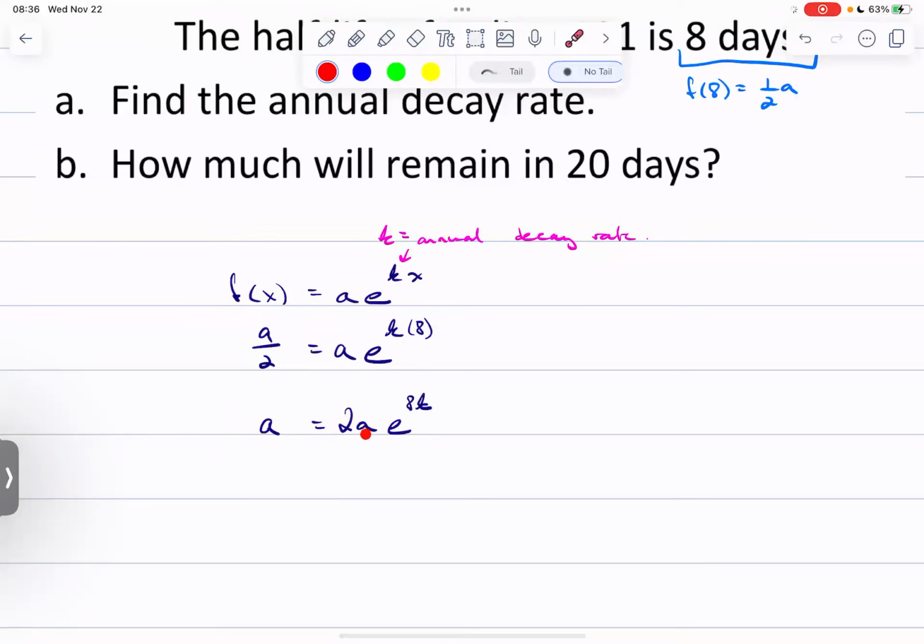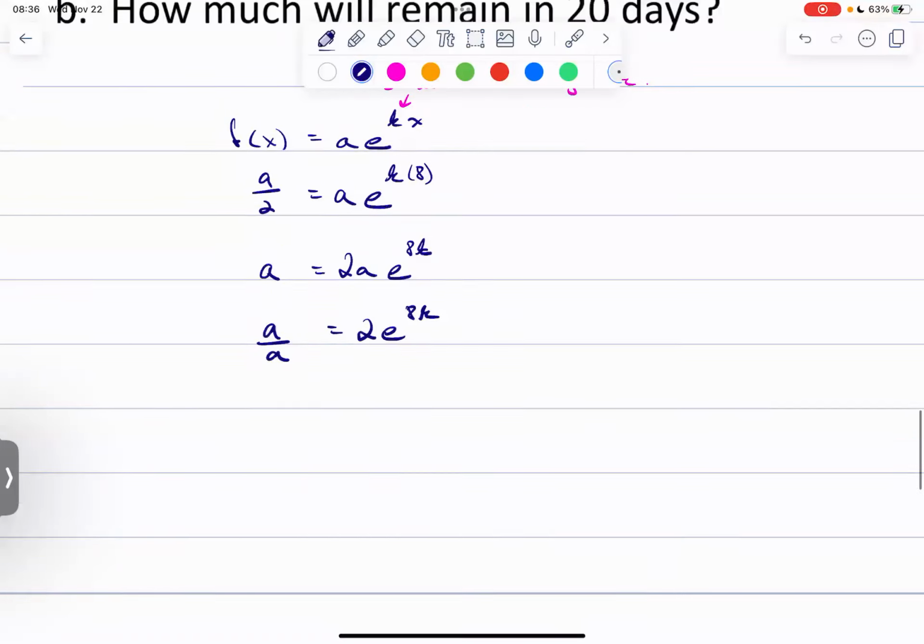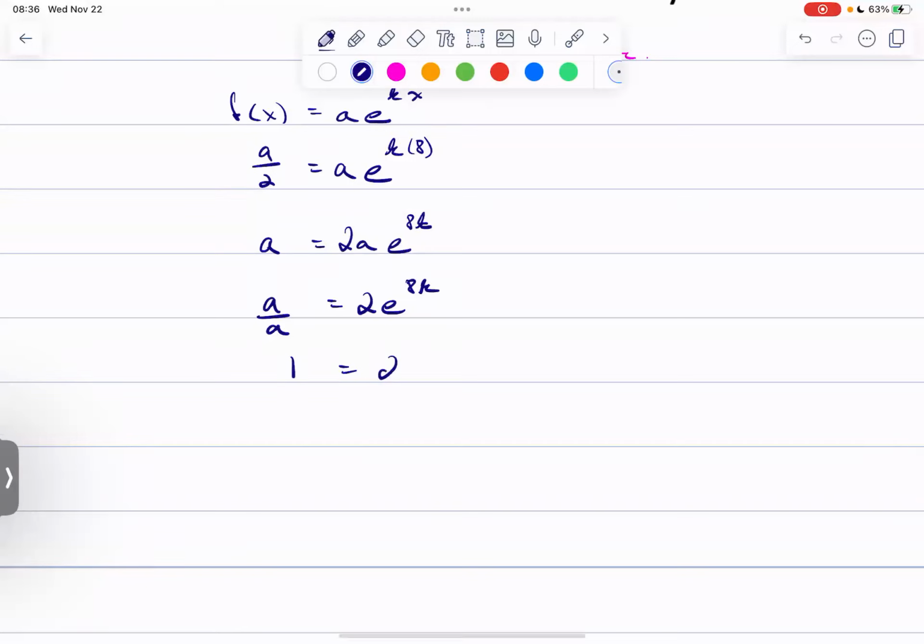Now I'm going to divide. So I multiplied over by 2. That's all I did in that step. And then I'm going to divide over by a. So I get a over a is 2e to the 8k. A over a is 1. So I get 1 is 2e to the 8k.